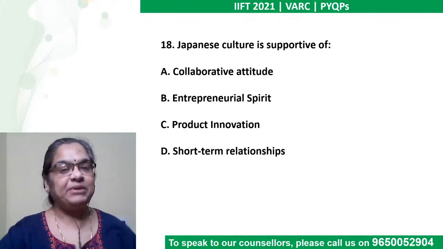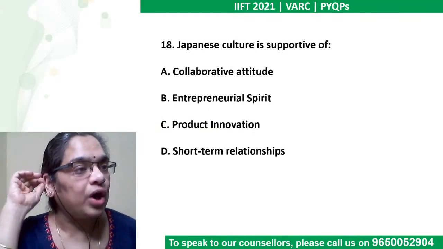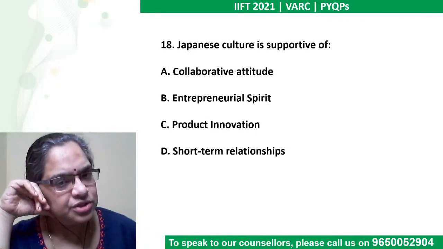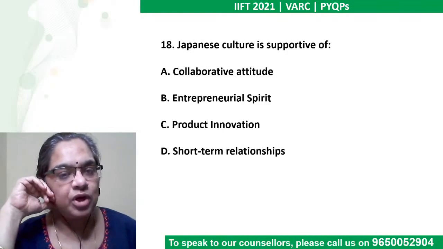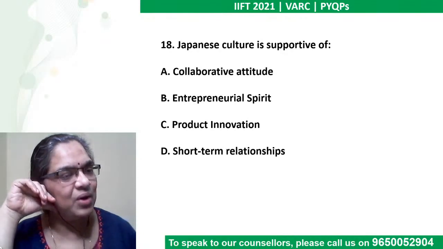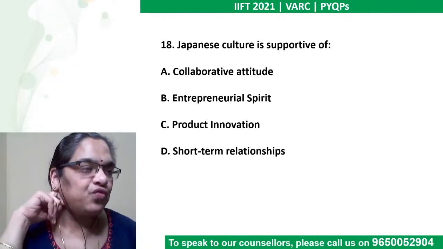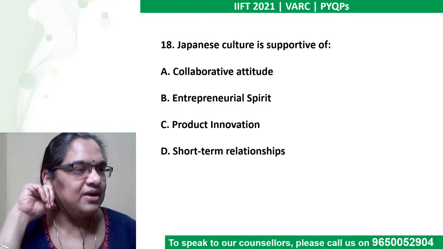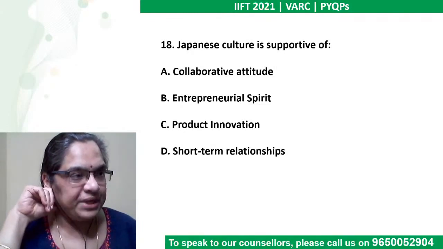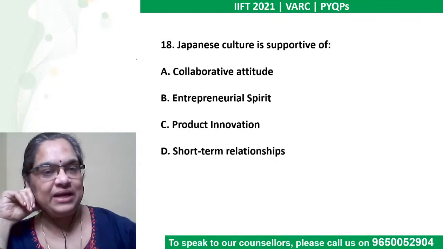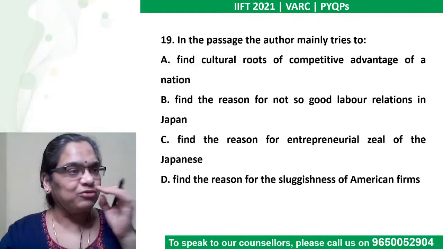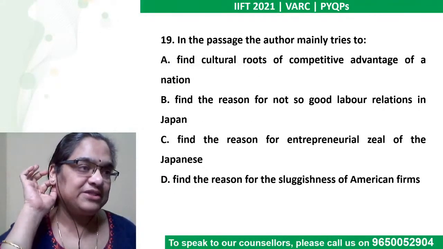Next one. Japanese culture is supportive of what? What do you remember? Guess, it doesn't matter. Collaboration, entrepreneurial spirit, product innovation, or short-term relationships. What exactly did the passage talk about? Pooja says A. What do the others say? Sucharu says A too. Ruby says A. Guys, key in your answers quickly. It is supportive of A. Excellent. This is what you're going to do in the exam too, because you have to read quickly and try to maximize your correct answers.